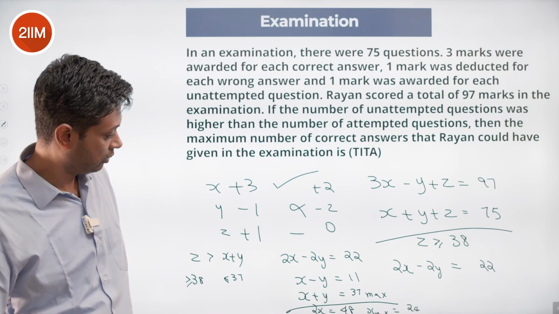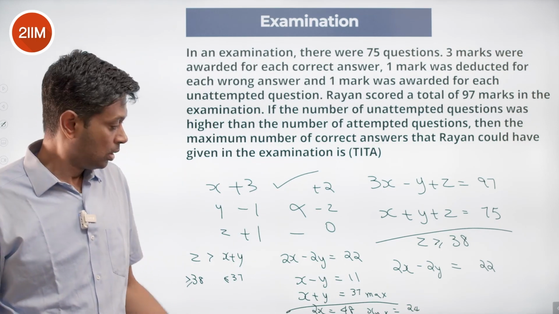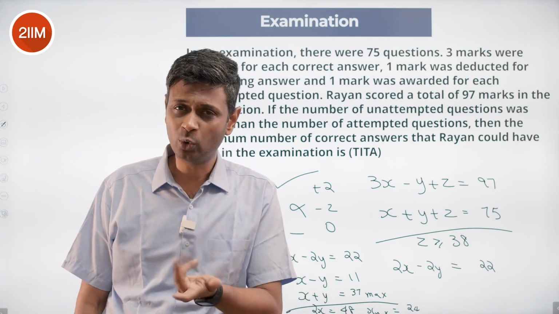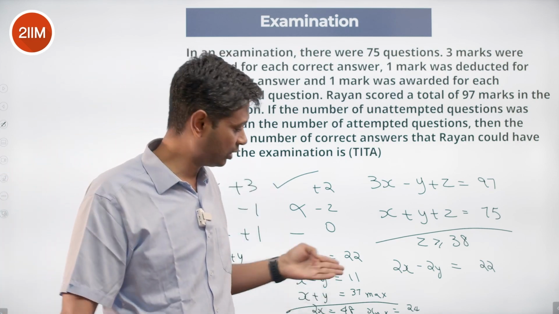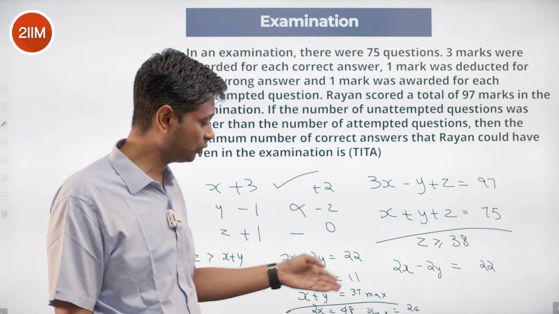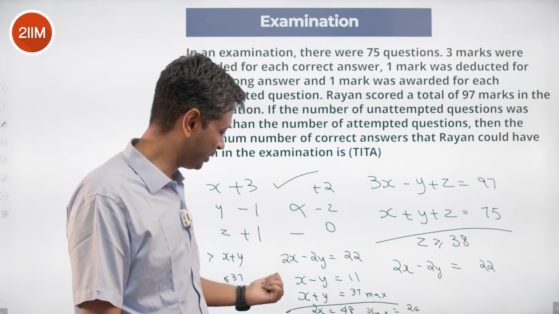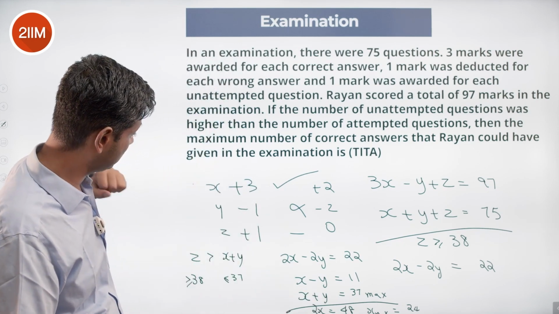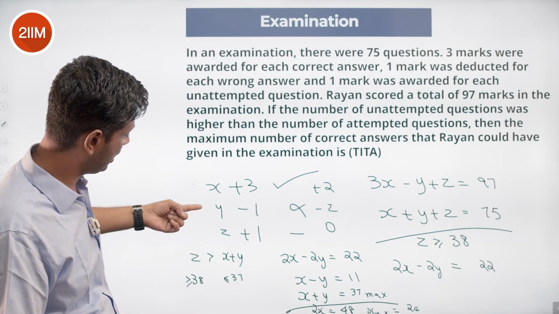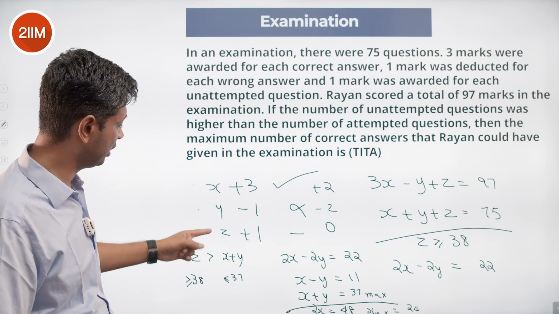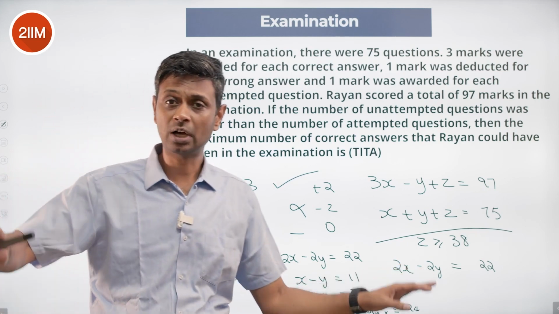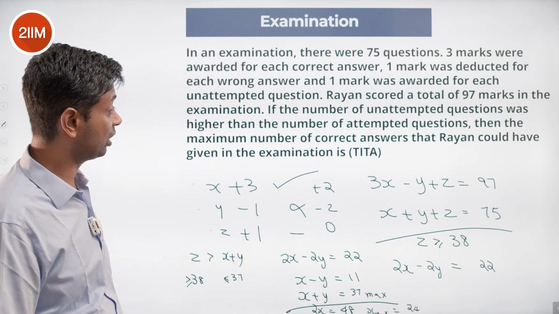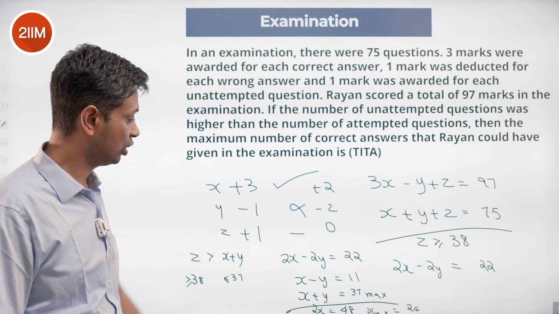We can figure out now that x plus y maximum is 37. Only if x plus y is higher can x be higher. Maximum it can go to is 37. 2x is 48, x is 24. x is 24, that gives y as 13. 24 correct answers, 13 incorrect answers, adding up to 37, 38 unattempted. That will give us the answer: the maximum number of correct answers that Ryan could have given in the examination is 24.